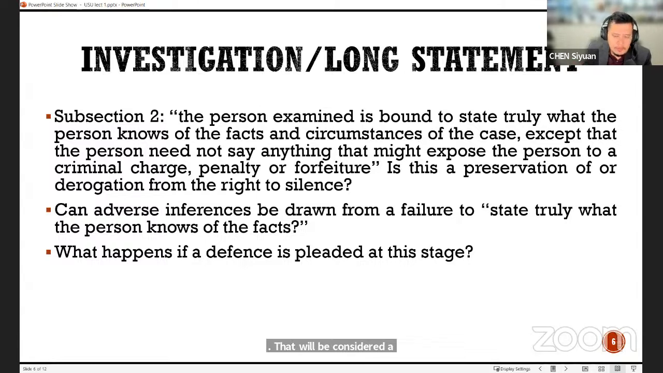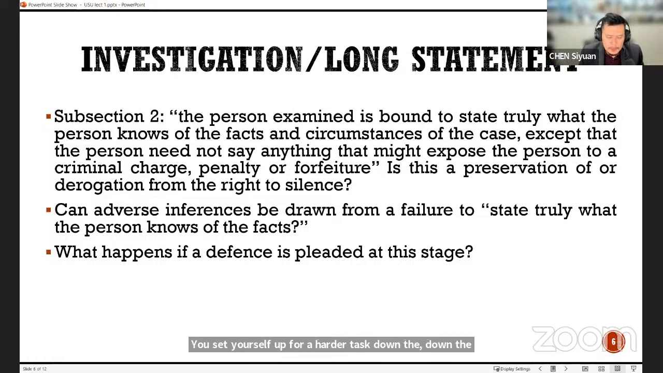So what have we seen so far? It seems that it doesn't pay to keep quiet. It pays to speak up, right? As early as you can. But the problem with raising a defense at this stage, when you are being interrogated, is that you set yourself up for a harder task down the line. What do I mean by that?